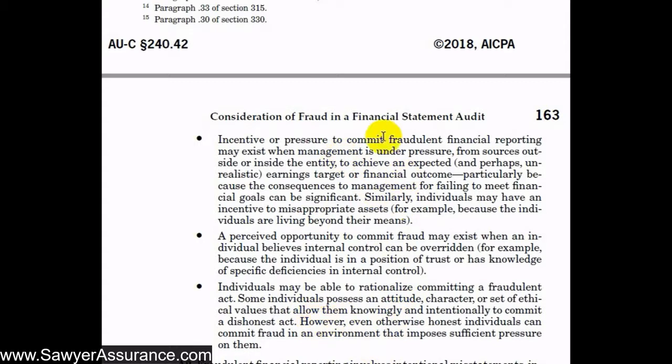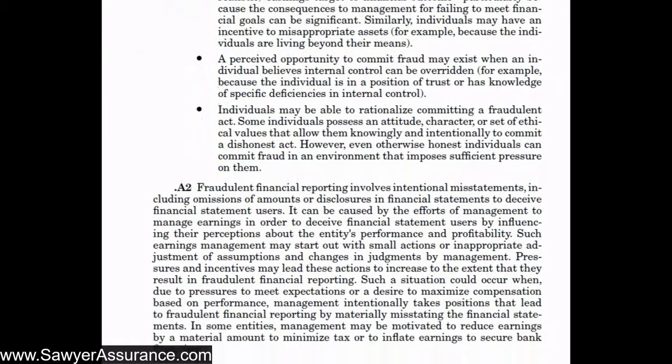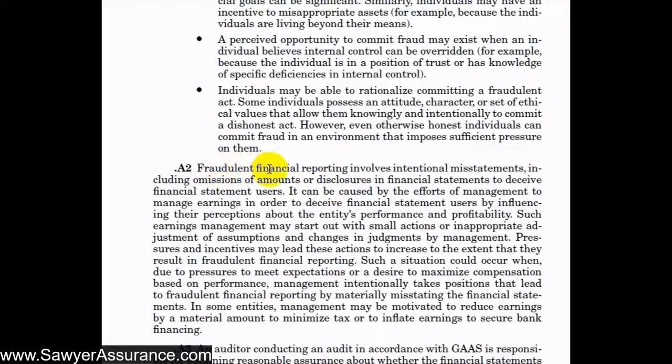In summary, these three items make up the fraud triangle, and usually they're all present when a fraud has occurred. Going down to the next part here, it discusses fraudulent financial reporting. We see here that it involves intentional misstatements, including omissions of amounts or disclosures in financial statements to deceive financial statement users.